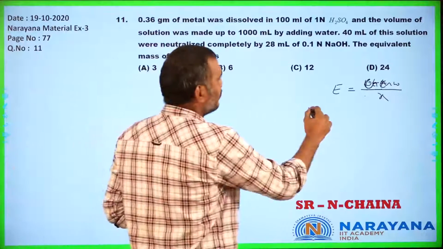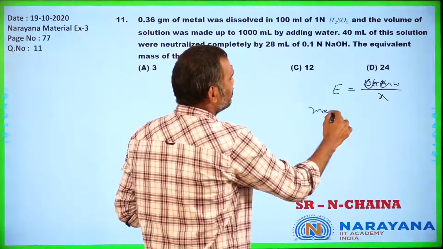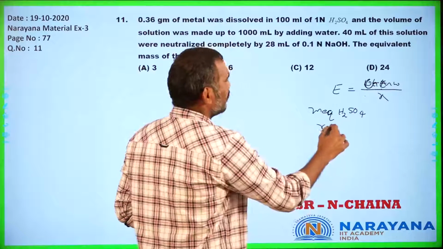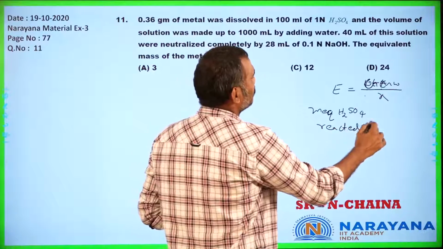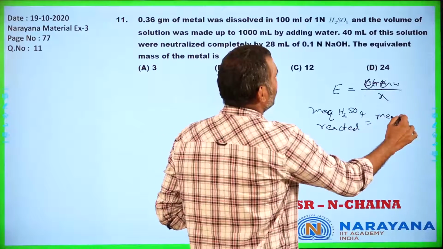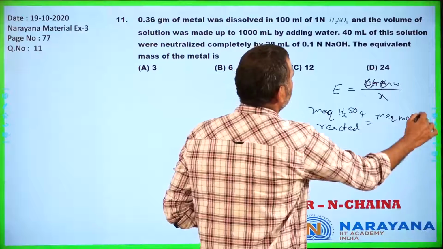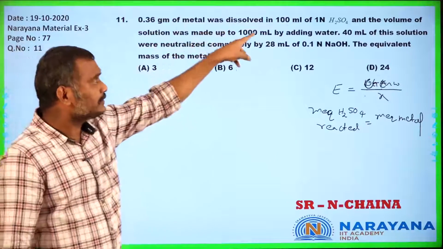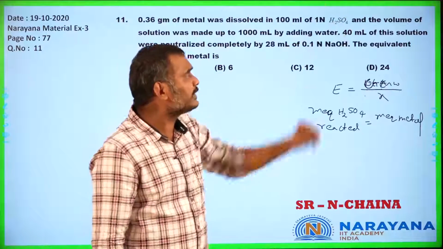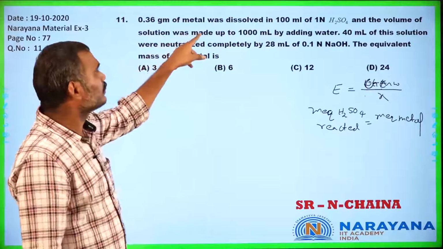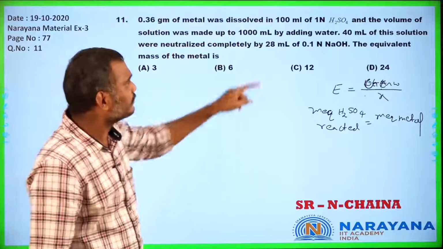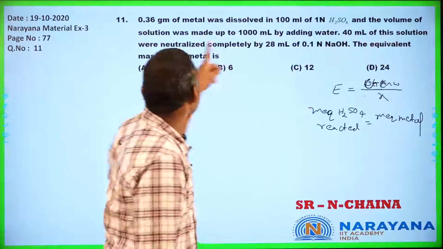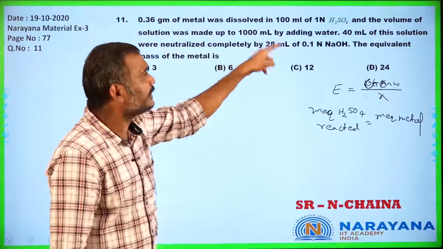Now I will write one important point. Milli equivalence of H2SO4 reacted is equal to milli equivalence of the metal given. Say yes or no? When I added the metal in 100 ml 1N H2SO4, the volume of the solution was made up to 1000 ml by adding water. Yes or no? 40 ml of this solution was neutralized completely by 20 ml.